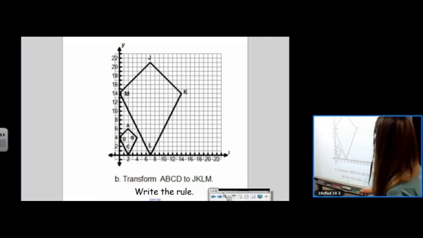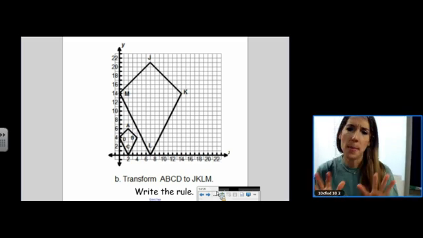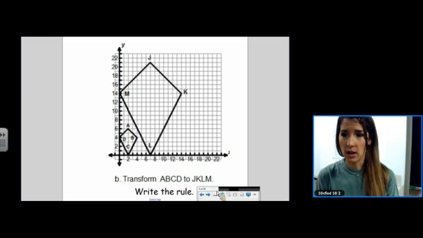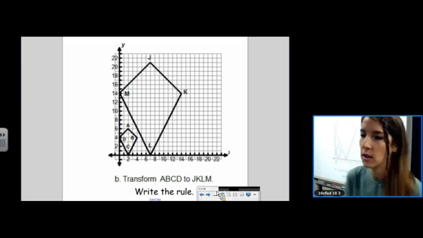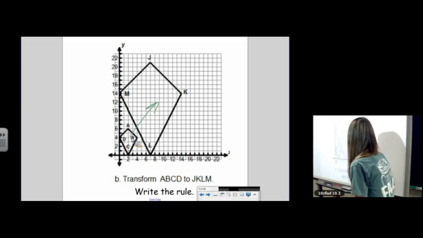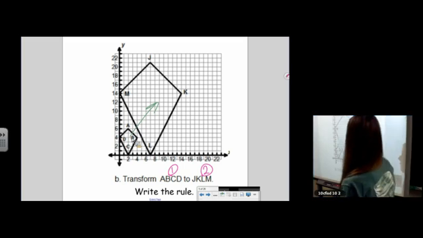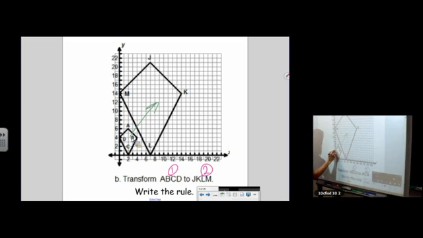Transform ABCD to JKLM and write the rule. Always stop and look at the picture. Hey, did my shape get bigger or smaller? Enlargement or reduction? And this time, totally enlargement going on here. This is figure 1 and figure 2. So I'm going to put second over first. This time I will do this value and compare it to this value. So I'm comparing D to M. D's coordinates are 0, 4, and M's coordinates are 0, 14.